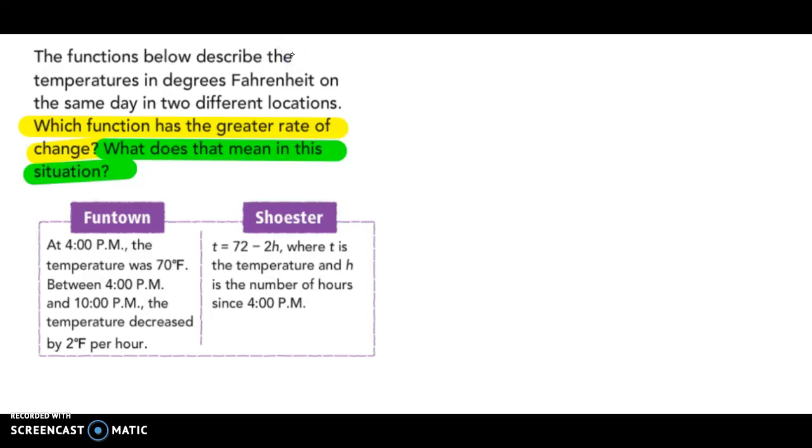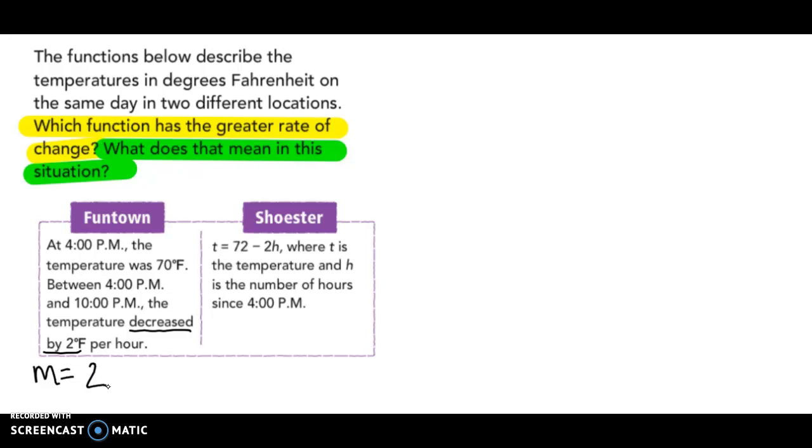Well, let's look at Fun Town. At 4 o'clock p.m., the temperature was 70 degrees Fahrenheit. Between 4 o'clock p.m. and 10 p.m., the temperature decreased by 2 degrees Fahrenheit. So decreased by 2 degrees Fahrenheit tells me my rate of change is -2.